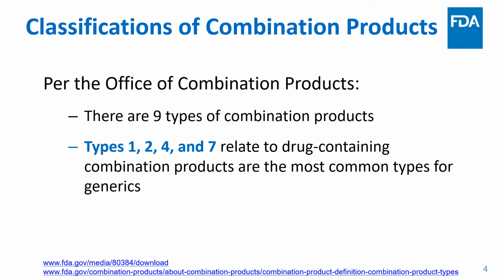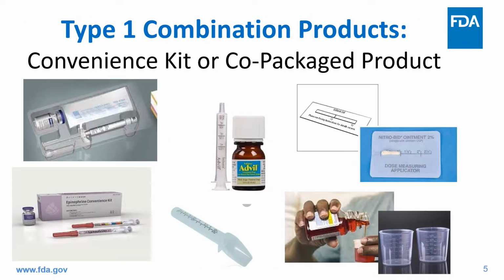The Office of Combination Products has classified 9 categories of combination products. Of these, types 1, 2, 4, and 7 relate to drug-containing combination products and are the most common types we see for generics. The following slides will show examples of each of these types of classifications.